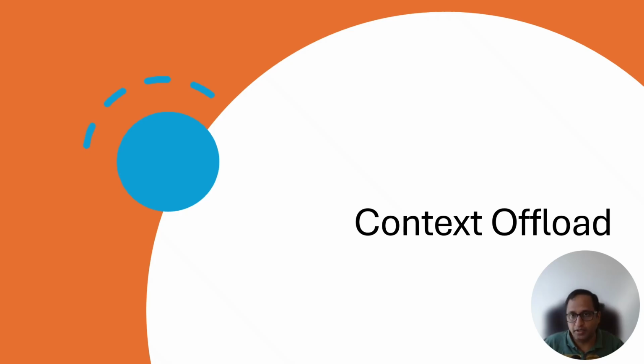In the last three parts, we discussed what context engineering is all about, what the context is, and what the challenges with a large context are. And then we saw the two context strategies called context loadout and context quarantine. In this session, we are going to see the third context management strategy called context offload.